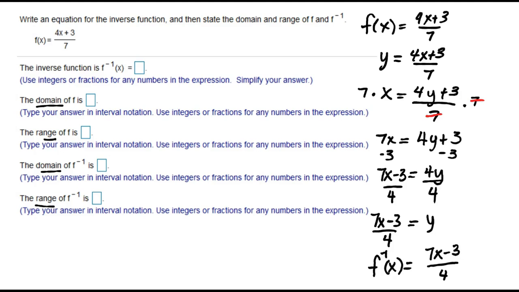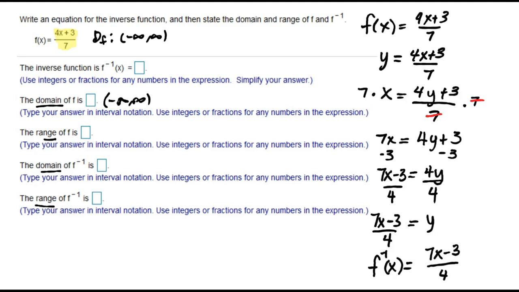Now, the function f of x equals (4x plus 3) over 7 is a polynomial function, and more specifically, it's a linear function. The domain of polynomial functions is all real numbers. So the domain of f is going to be -infinity to infinity. We know that because it is a polynomial function.